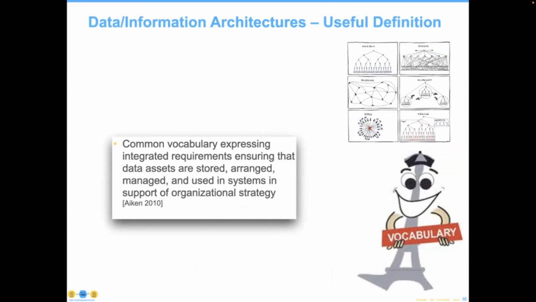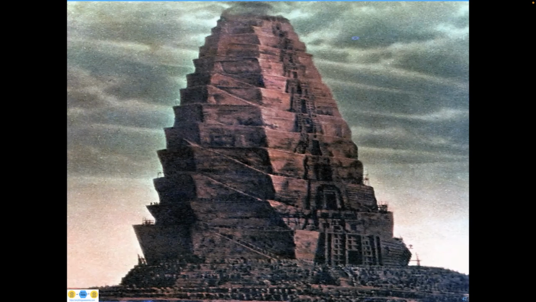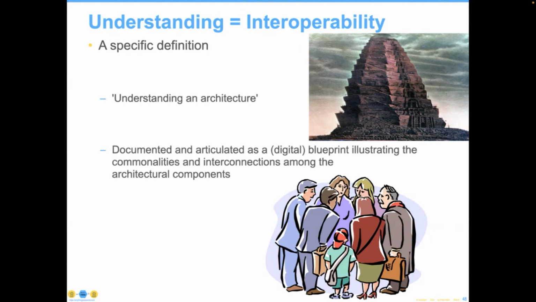This gives everybody in the organization a common vocabulary, eliminating the express integrated requirements so that data assets are stored and used most effectively in support of organizational strategy. We don't want everybody, as they currently do, talking a Tower of Babel. We want a unified understanding so that they understand as an architecture, which is documented or articulated as a digital blueprint, illustrating the commonality and interconnections among the actual architectural components, and sharing this understanding by systems and by humans.